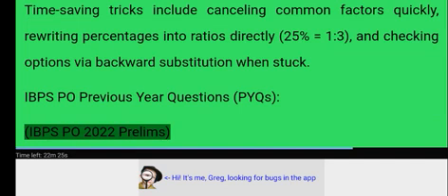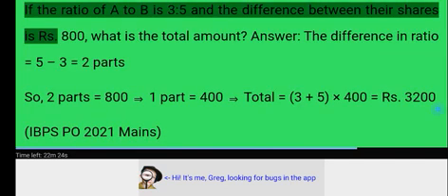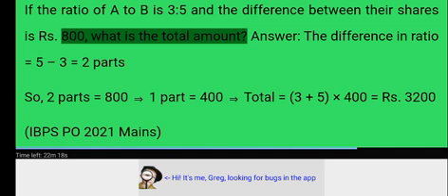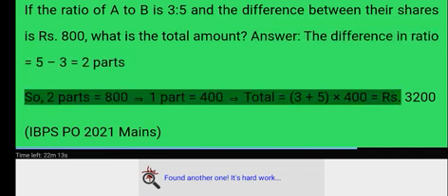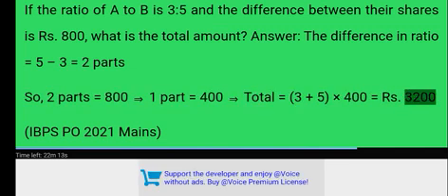IBPS PO Previous Year Questions, PYQs. IBPS PO 2022 Prelims. If the ratio of A to B is 3:5 and the difference between their shares is Rs. 800, what is the total amount? Answer: the difference in ratio equals 5 minus 3 equals 2 parts. So, 2 parts equals 800, so 1 part equals 400, and total equals 3 plus 5 times 400 equals Rs. 3200.